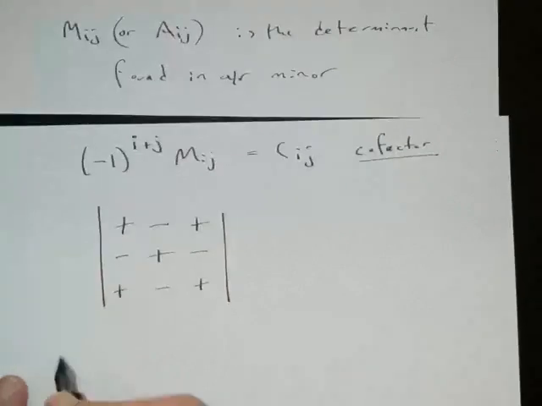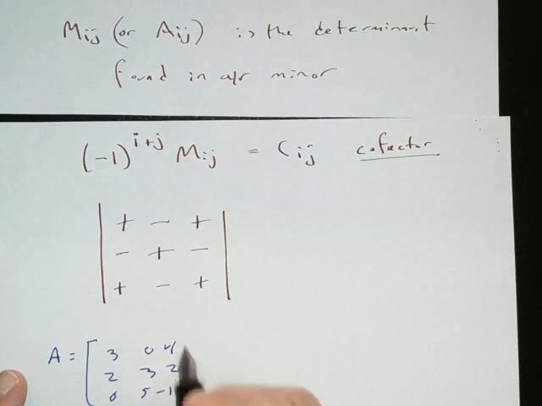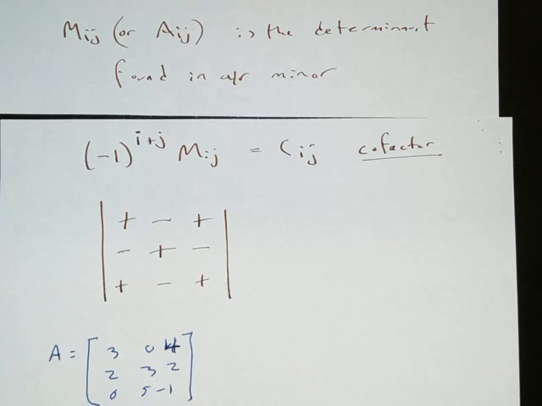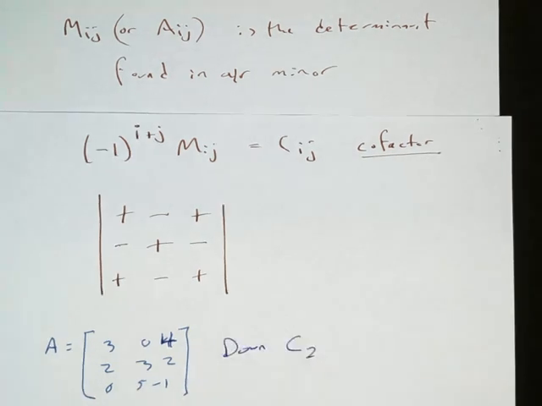All right, what was our example previously? We had A was 3, 0, 4, 2, 3, 2, 0, 5, -1. We went across the top row and got 1. You want to do another row or do you want to do a column? Which one? 1, 2, or 3? Column 2. So I'm going to go down column 2.